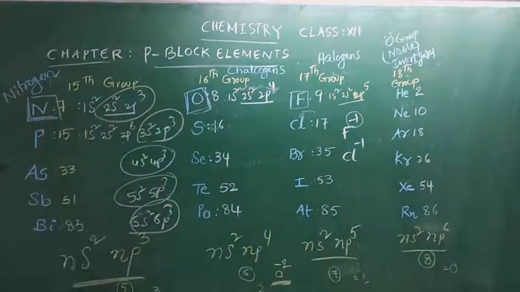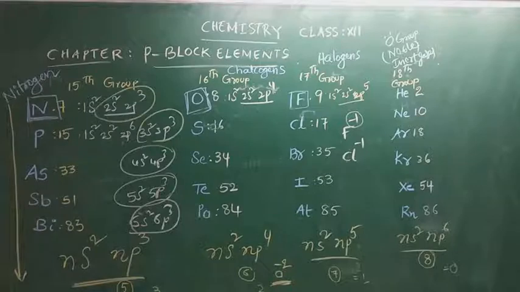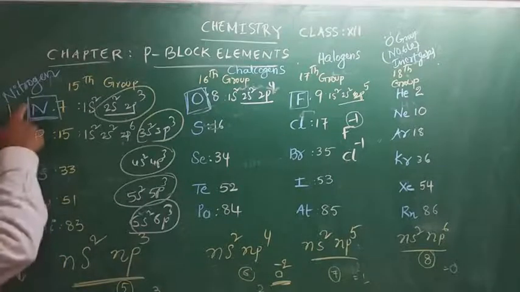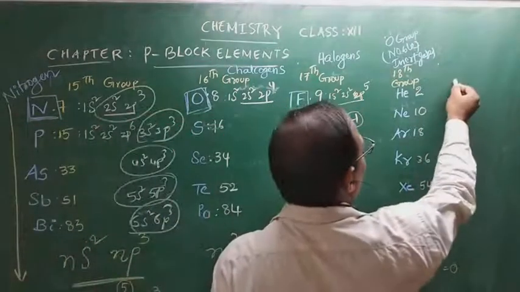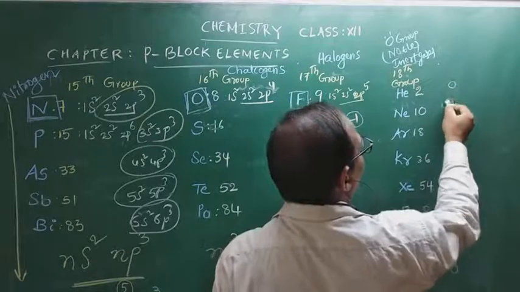From top to bottom, the atomic size always increases. In a group, from top to bottom, the atomic size goes on increasing. Why does atomic size go on increasing, sir? See, the number of shells are increasing.